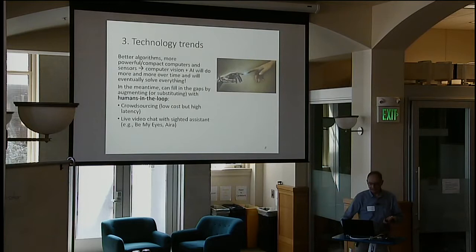So, technology trends. We wouldn't be here today if we didn't think that the trends are extremely favorable. Algorithms, hardware, software, sensors, everything is getting better and better over time, and I have no doubt that computer vision and AI will basically solve everything eventually. But I don't just want to go home and retire and wait for that to happen. In the meantime, there are a lot of gaps that can be filled, and whatever limitations there are of AI, you can always think about augmenting AI, or in some cases replacing the AI, with some sort of humans-in-the-loop process. Broadly, two categories of that would be crowdsourcing.